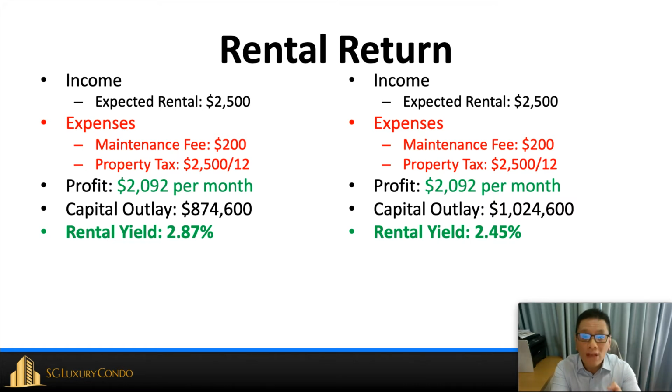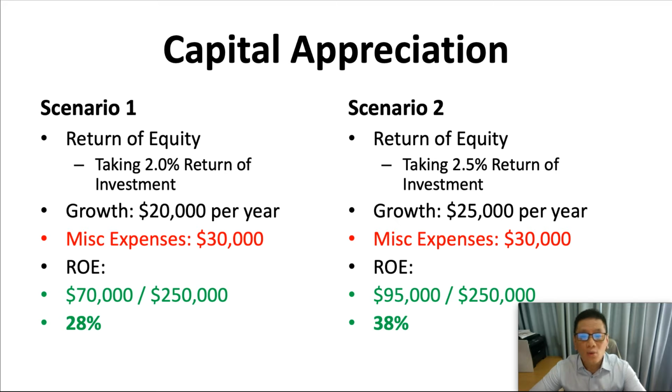You actually do a progressive payment. So especially in your first year, you pay up to 85%. The last 15% you do not pay at all, and that is why there's a difference between the 874 and the 1.024 million. Next, we will also be talking about the capital appreciation.